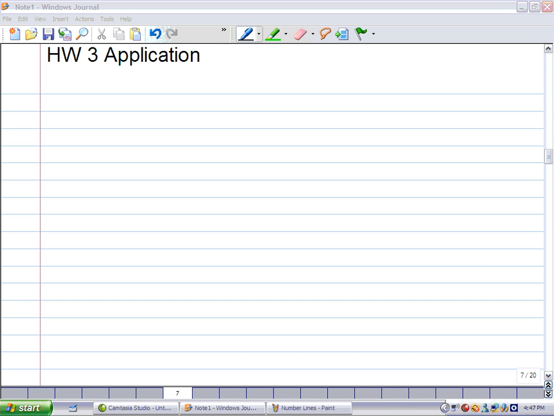In this section, we're going to translate words into symbols. Many of these you already know. There's a couple that we're going to have to be careful about. So let's look at some examples.